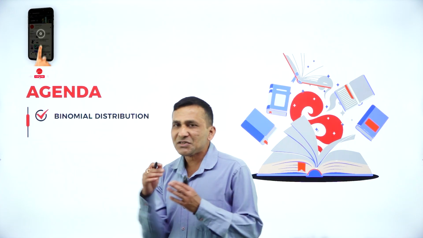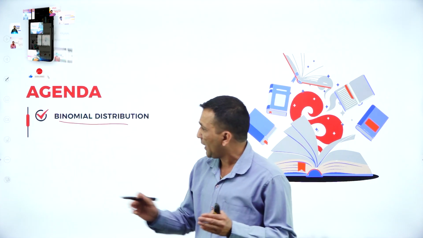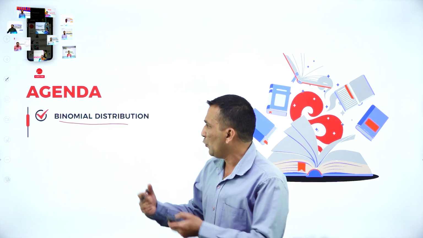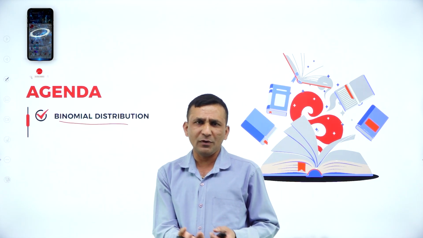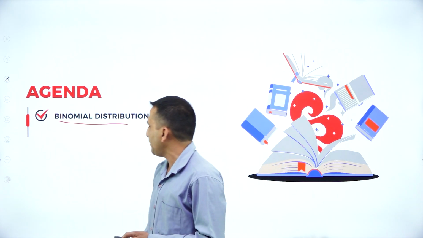In the last session I explained the theory part related to the binomial distribution. Moving forward, we will look at a few problems with a few examples.